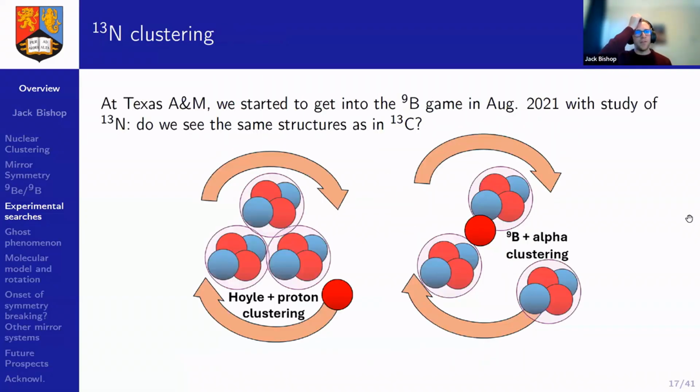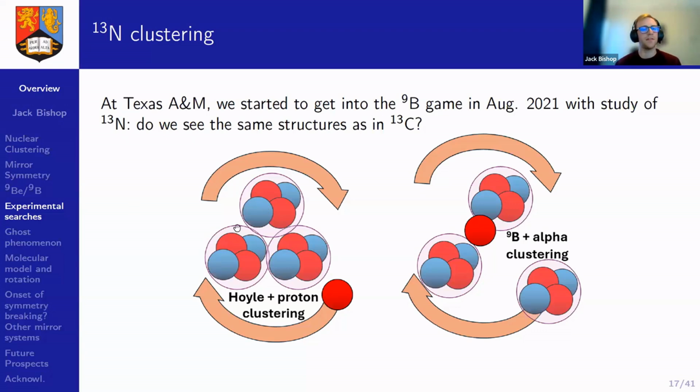So back in 2021, when I was working at Texas A&M, this is kind of when I started to get into the boron-9 game, and we were asking ourselves a slightly different question. What we were interested in is not looking at two alphas plus a proton, but actually three alphas plus a neutron. So this is looking at this nitrogen-13 system, and what we wanted to see is whether we saw two distinct types of clustering.